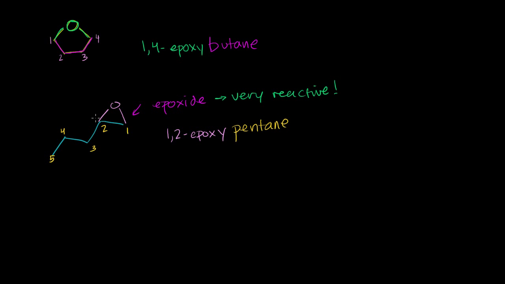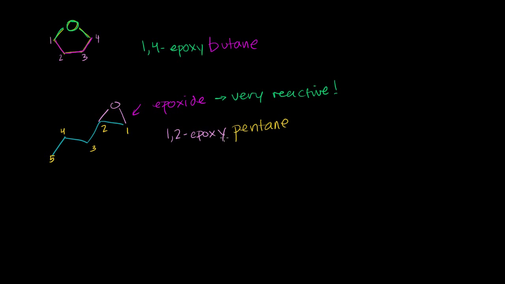If you actually tried to make it with an actual model set with molecules, you would have trouble making it bend enough to actually make this bond. So this is highly, highly unstable. And there's actually an alternate way to name epoxides. The alternate way, so this is a completely legitimate way. You can name it just like an ether with a ring.